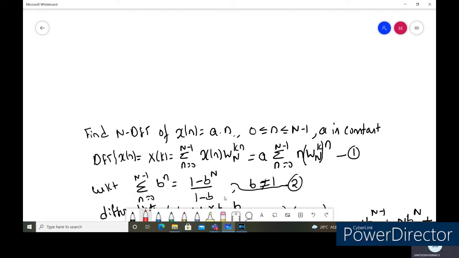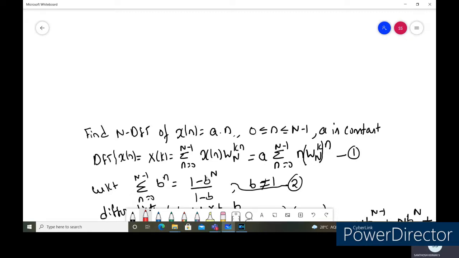So what we are going to do is call this equation number 2, and convert this formula into one in terms of n into b to the power of n. For that, we are going to differentiate the LHS and the RHS with respect to b, so that we can convert equation number 2 into the form of equation number 1.